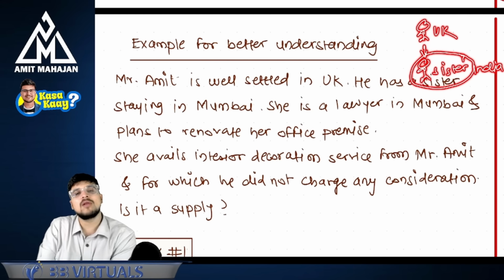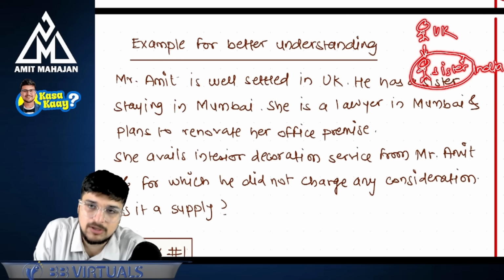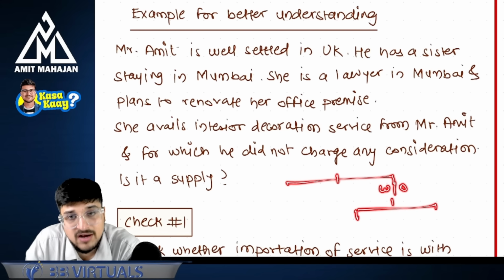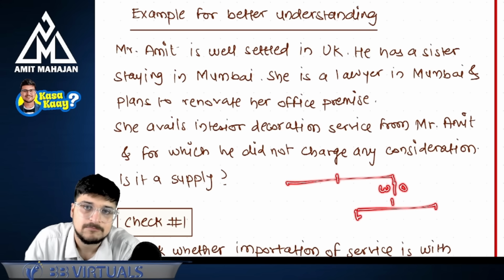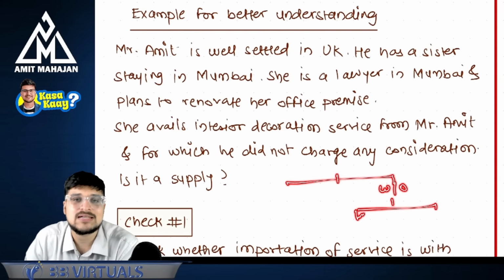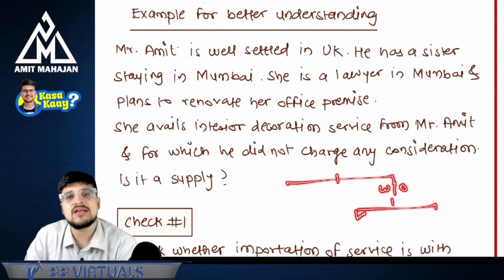What is the first check you will have, whether it is with consideration or without consideration? So we understood it is without consideration. Perfect. If it is without consideration, then we have to see whether it is from a related party or not. Now, if you see the definition of related party, you'll understand the definition of family. What is the definition of family?